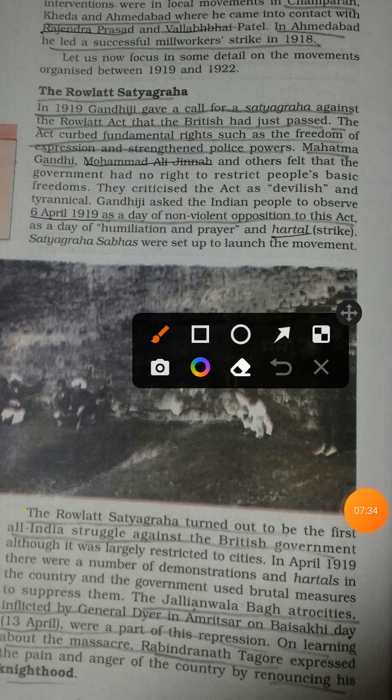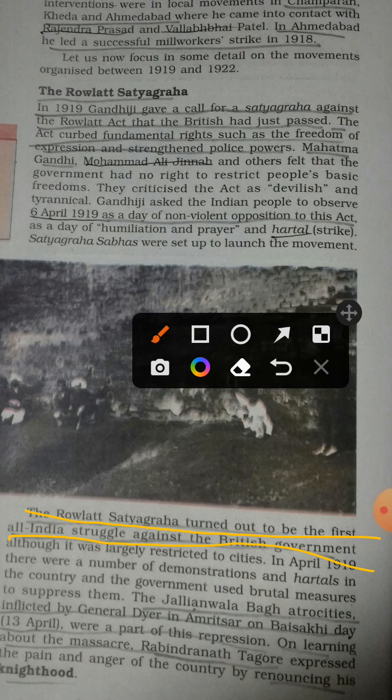The Rowlatt Satyagraha turned out to be the first all-Indian struggle against the British government. In April 1919, there were a number of demonstrations and hartals in the country, and the government used brutal measures to suppress them.